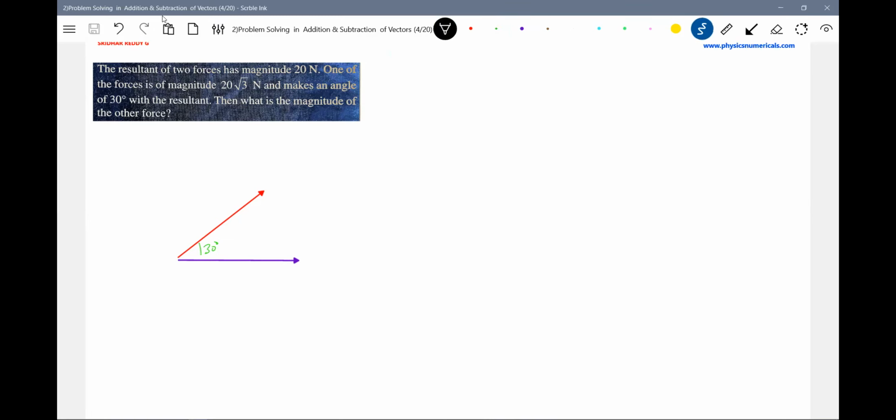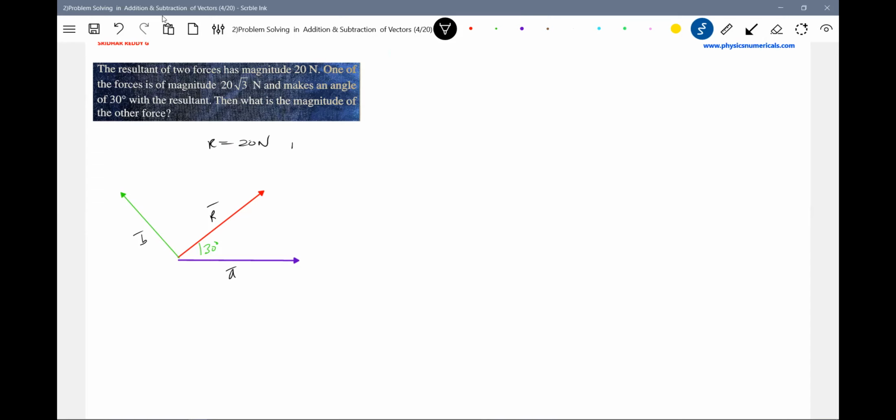Here the other force is what? I'm going to bring it like this, this other force. So this is vector A bar, this is P bar, this is the resultant. Now, we know the resultant, how much is it? 20 Newton.